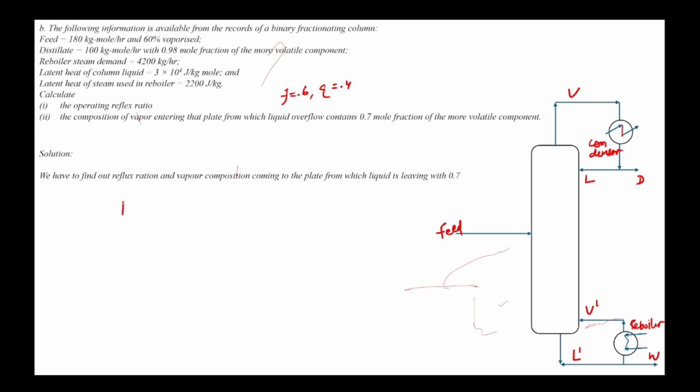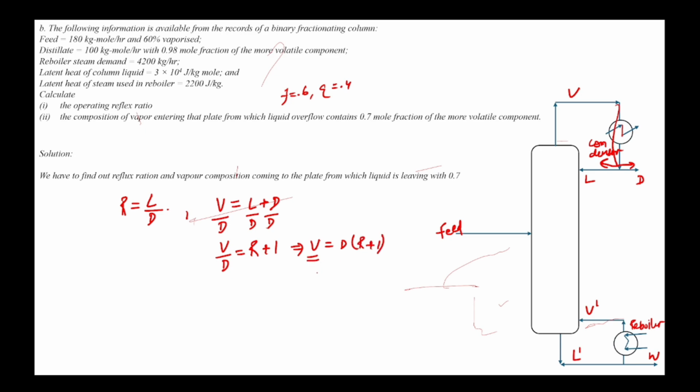Right here we know that R is equal to L by D. If I do a mass balance over the condenser, then V is equal to L plus D. From V, this stream is separating into two streams, one is L and the other is D. So this is straightforward. If I divide by D, this becomes V by D is equal to R plus 1. We can write V is equal to D into R plus 1. Now, our job is to find V.